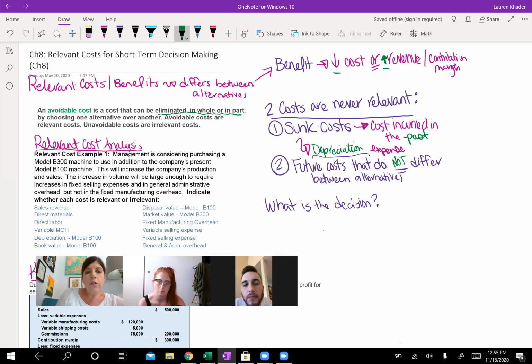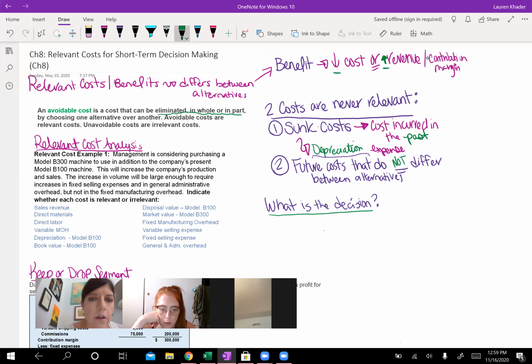So what I want you to first do is look at this relevant cost analysis here, this example, read through the paragraph and figure out whether each of these items is relevant or irrelevant to that decision. Figure out what the decision is first. So I'll give you a few minutes to do that.